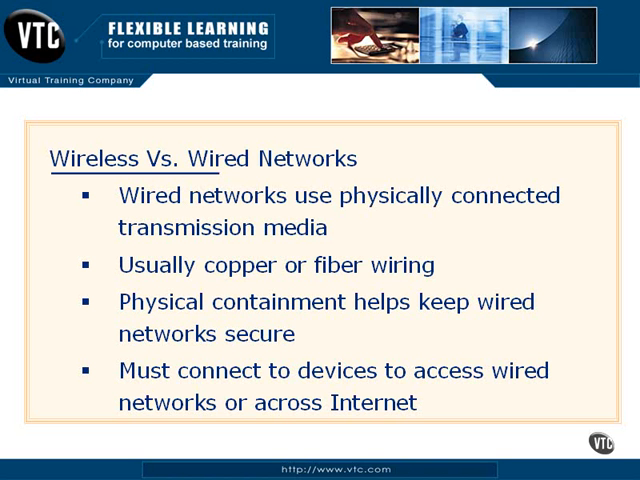Now, the physical containment of these wires helps keep wired networks secure. And by physical containment, we mean that between two devices, for example, there's physically a wire that is connected between those two devices, and the transmissions are confined to that wire. In order to eavesdrop on those transmissions, you would have to actually break into that wire or establish a connection through a hub or through a tap or something like that to get into that wired network. It's physically confined by that wire.